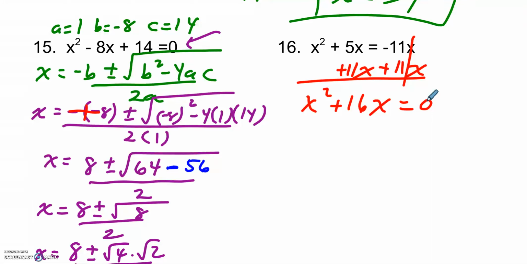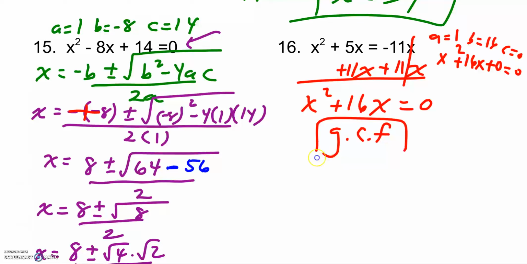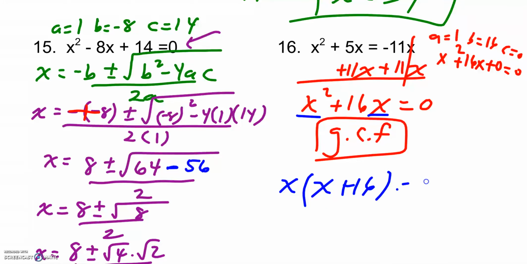Now, there's nothing wrong, you could do the quadratic formula. You could say this is x squared plus 16x plus 0 equals 0, and you could say that a is 1, b is 16, and c is 0. There's nothing wrong with that. But I would suggest a faster way to do the problem: when in doubt, take it out. Greatest common factor. If you look at these two terms, the GCF is an x. So if you took an x out, you'd be left with x times x plus 16 equals 0.